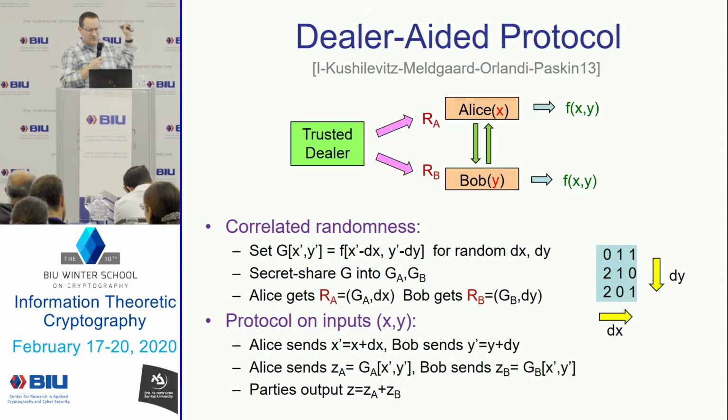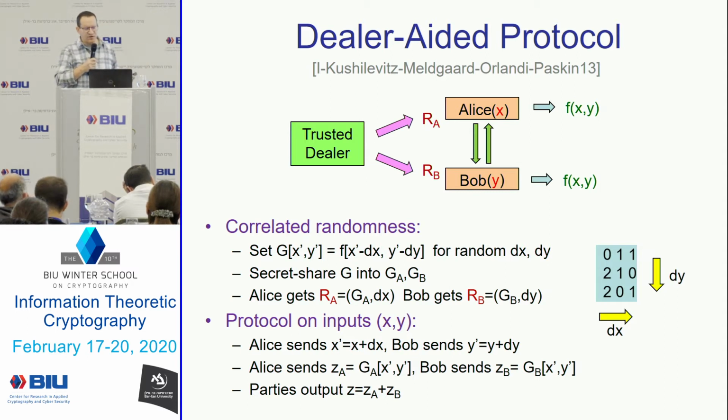That's part of the correlated randomness. So again, just to be more clear about it, the correlated randomness includes the following. Alice gets dx and one share of the shifted table. Bob gets dy and the other share of the shifted table. That's the correlated randomness. And now the protocol uses 2 rounds.